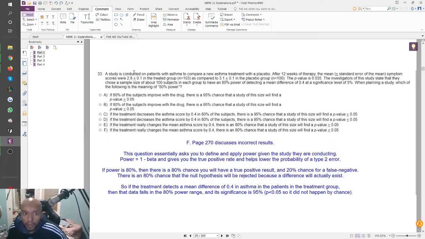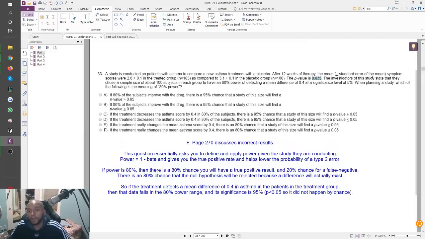A study is conducted on patients with asthma to compare a new asthma treatment with a placebo. After 12 weeks of therapy, the mean plus or minus standard error of the mean symptom scores were 2.8 plus or minus 0.1 in the treated group, with 103 people being treated, right? N is the number of people, as compared to 3.1 plus or minus 0.1 in the placebo group, with 100 people being in the placebo group. The p-value is 0.035, which is less than 0.05, so that's good.